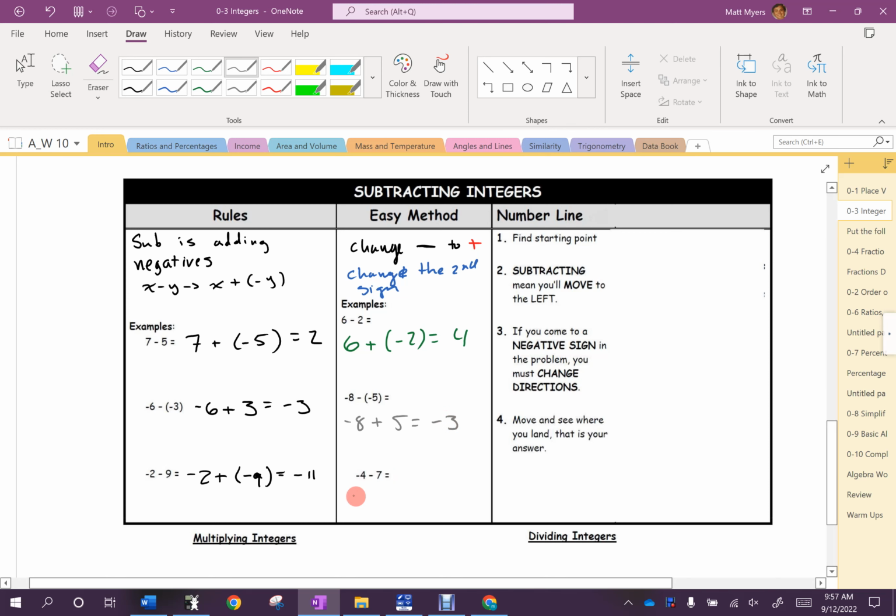So negative 4 plus 7, negative 4. We don't touch the first one. Change the sign. Change the sign. Negative 4 plus negative 7. And what do I get? I'm already negative. I'm going more negative. So the answer is going to be negative 11. So easy.